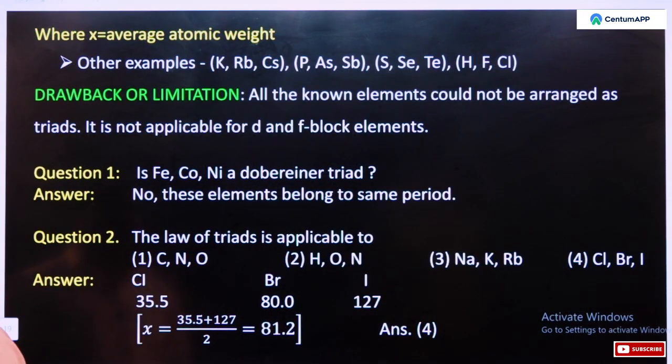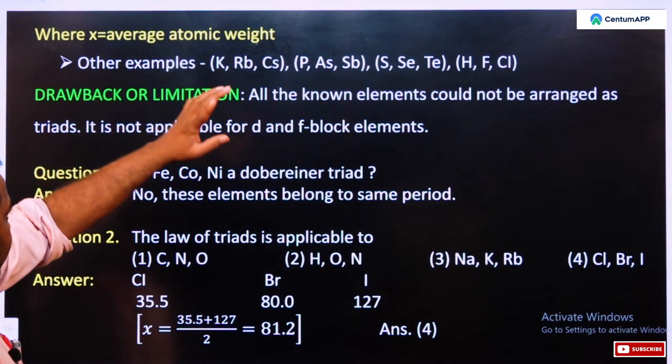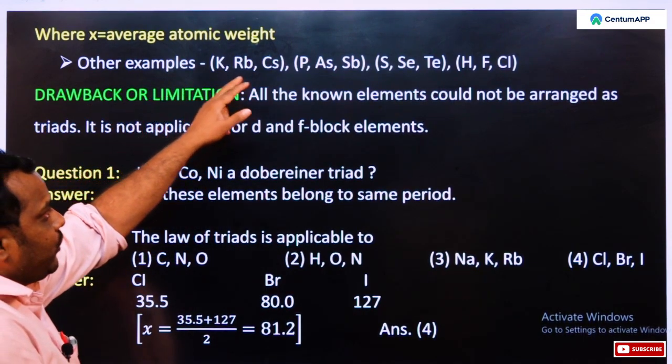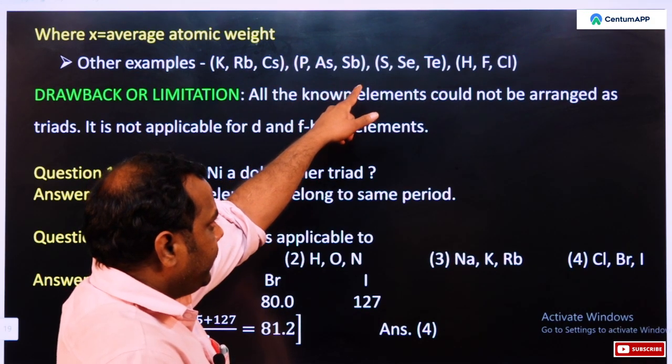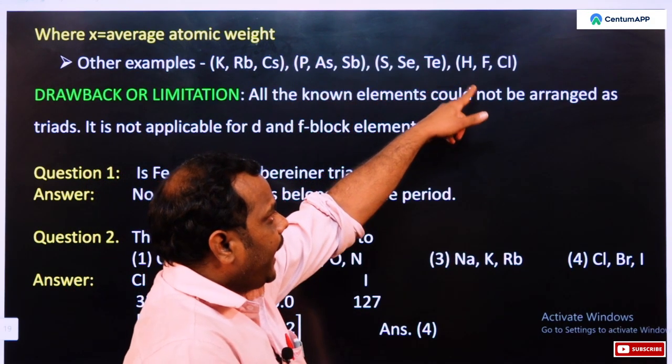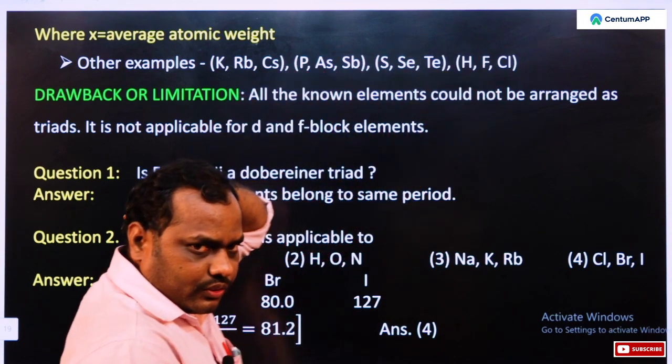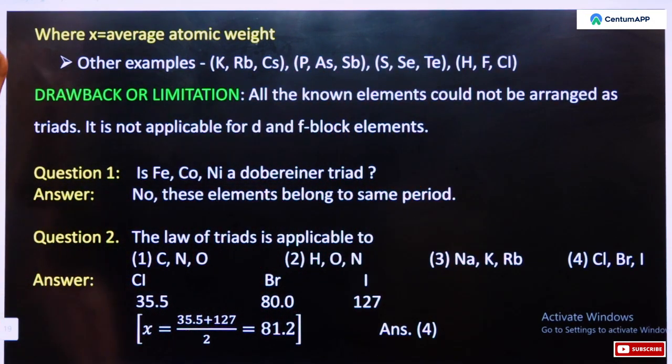Here X is equal to the average atomic weight. Other examples: potassium, rubidium, cesium; phosphorus, arsenic, antimony; sulfur, selenium, tellurium; hydrogen, fluorine, chlorine. These are all other examples of Dobereiner triads.